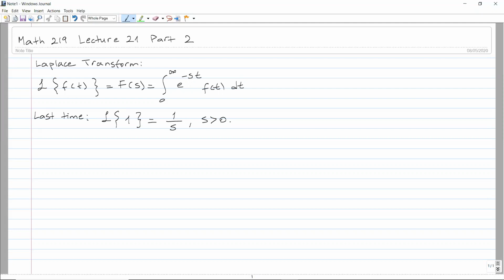Now, before I continue with other examples, I want to give you a general theorem. I'm not going to prove it, but we need something like this before we continue. Which type of functions have Laplace transforms? Because the Laplace transform is defined in terms of an improper integral, for the Laplace transform to be defined, this improper integral should be convergent. Of course, it's going to be convergent for some values of s. So what kind of functions have this property?